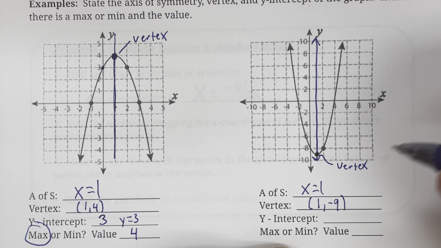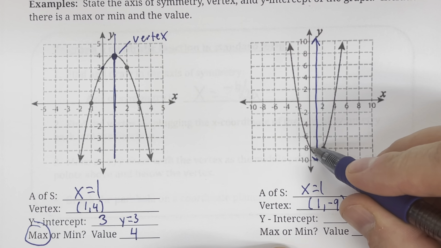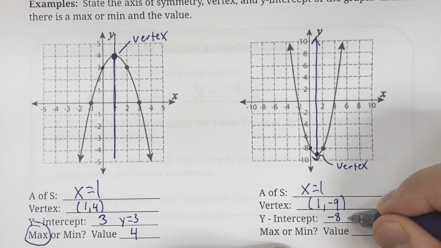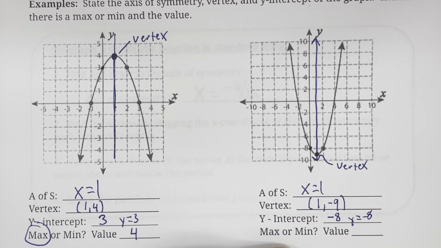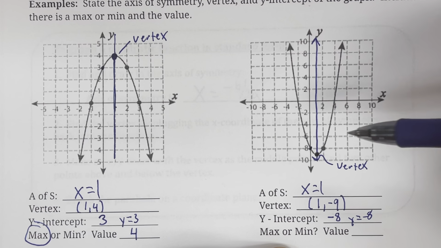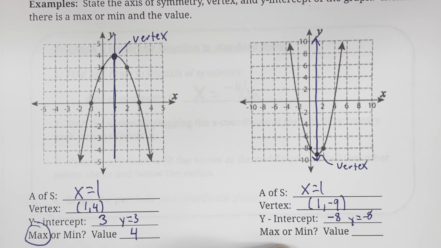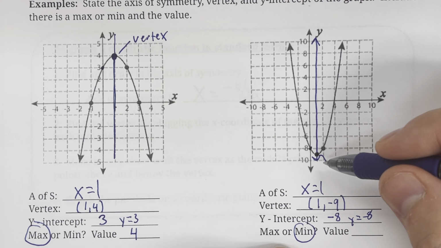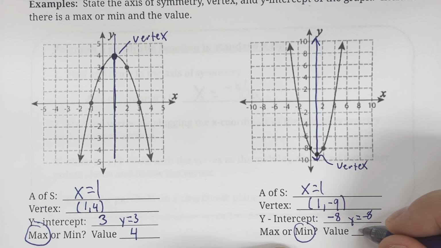And the y-intercept, it appears as if it crosses the y-axis right at 8, negative 8, sorry. And the minimum value or the maximum value? Since it's opening up, it goes up forever, so there's no maximum. We have a minimum, and the minimum value was right at the vertex, negative 9.